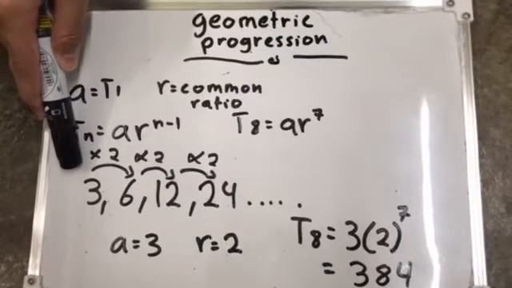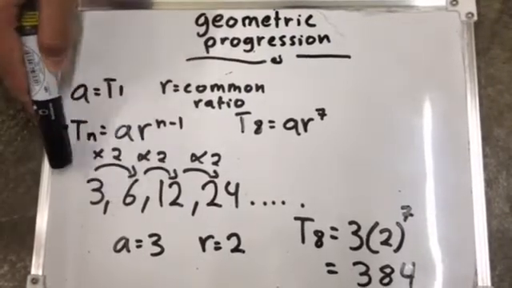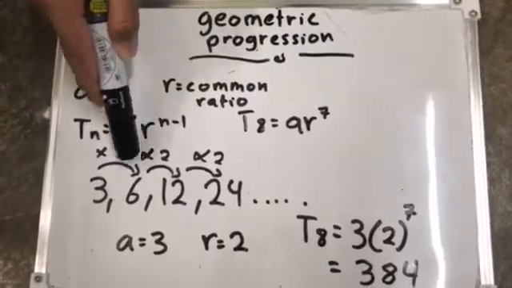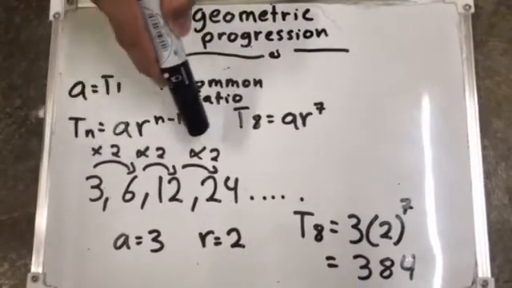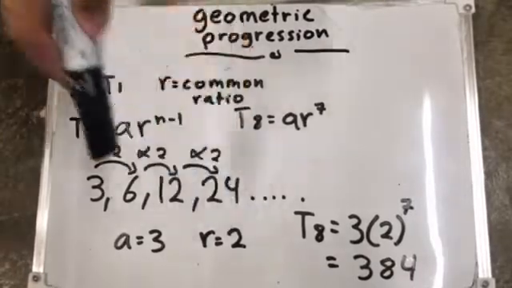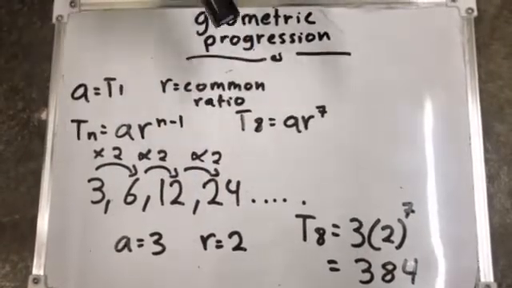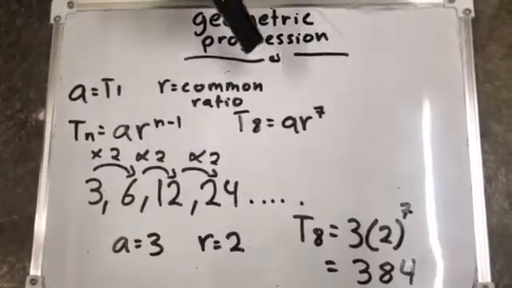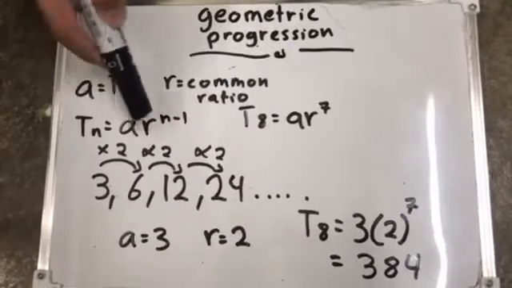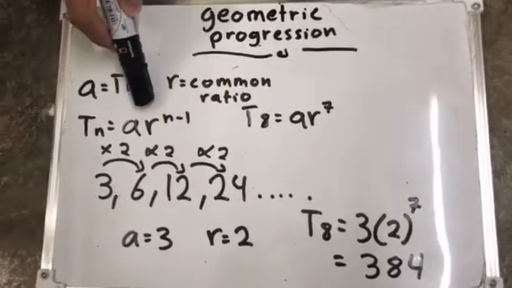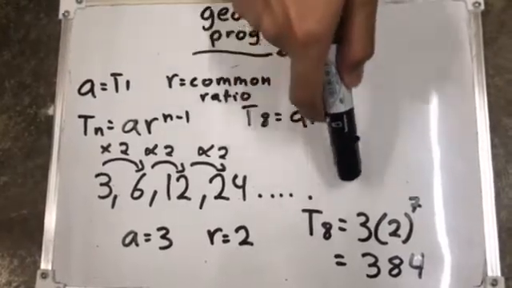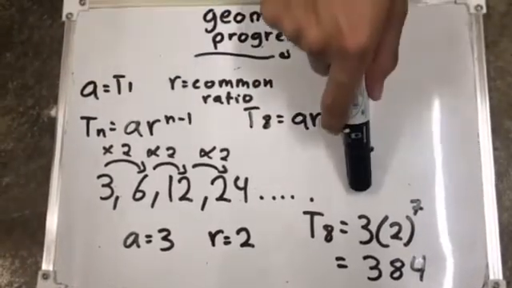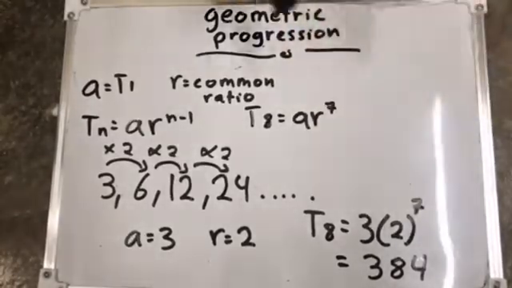So 3 to 6, the common ratio is times by 2. 6 to 12 is also times by 2. Therefore the common ratio for these numbers is 2. For example, if we were to find the 8th term, the formula is Tn equals ar to the power of n minus 1. We are finding the 8th term of this sequence. Therefore, we will get 384.